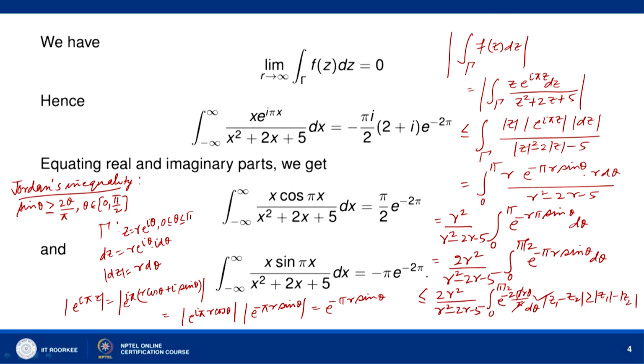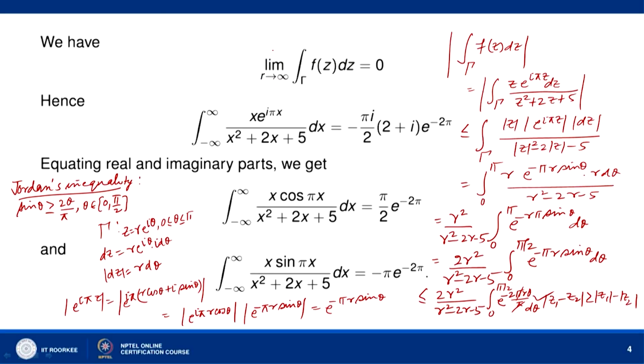Okay, so let us go further. We have thus the integral over gamma of e to the x z e to the power i pi z dz divided by z square plus 2z plus 5, and the modulus of this is less than or equal to 2 r square over r square minus 2r minus 5.